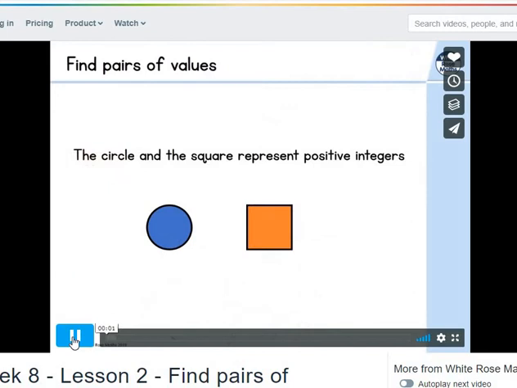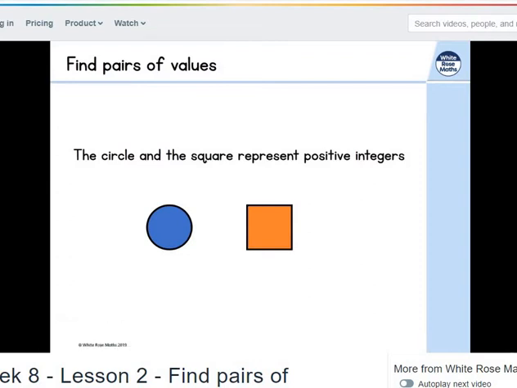Hello there and welcome back. We're going to have a look at finding pairs of values, and we're going to start off with some shapes. So then, the circle and the square represent positive integers. And remember, an integer is a whole number. So for example, 3, 4, 5, anything that's not got a decimal point.